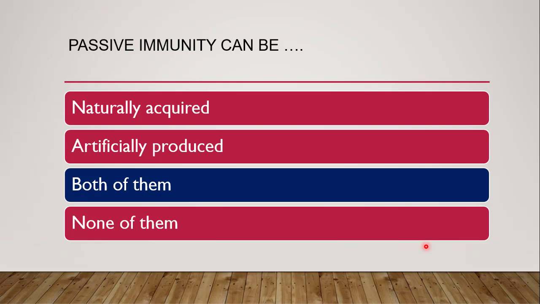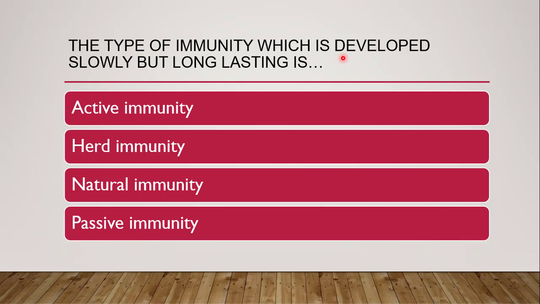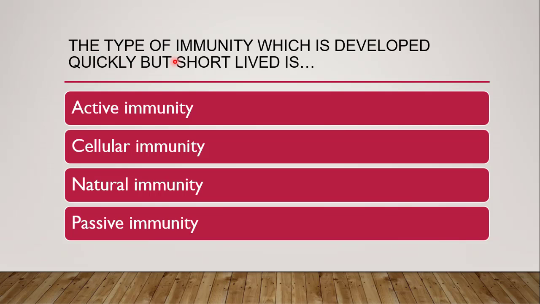The next question is, the type of immunity which is developed slowly but it is long lasting. The immunity which is developed slowly but remains for a longer time, whether it is active immunity, herd immunity, natural immunity or passive immunity. The correct answer is active immunity, which is slowly produced but longer lasting. Next question is, the type of immunity which is developed quickly but is short lived. Is it active immunity, cellular immunity, natural immunity or passive immunity? The correct answer is passive immunity.